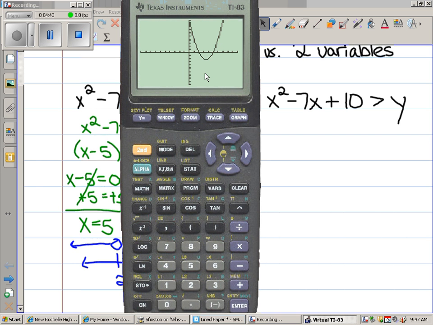Ola. What's up? All I did was type in the original. Okay? Nothing else in there, because now we got to figure out the shading, right?